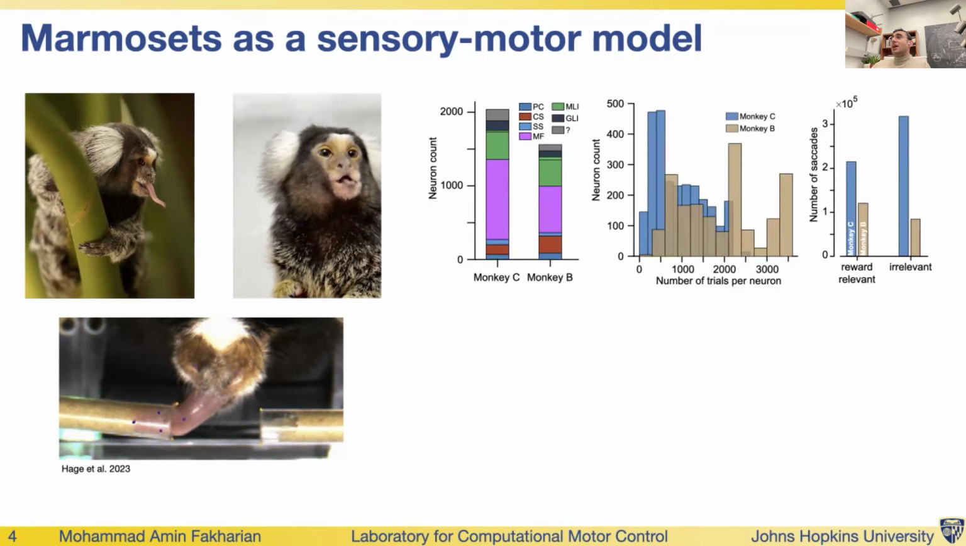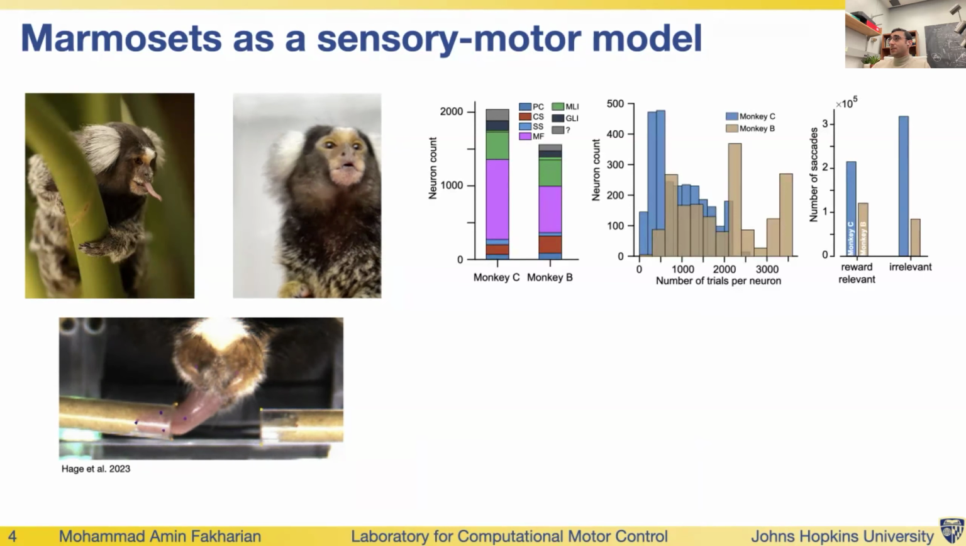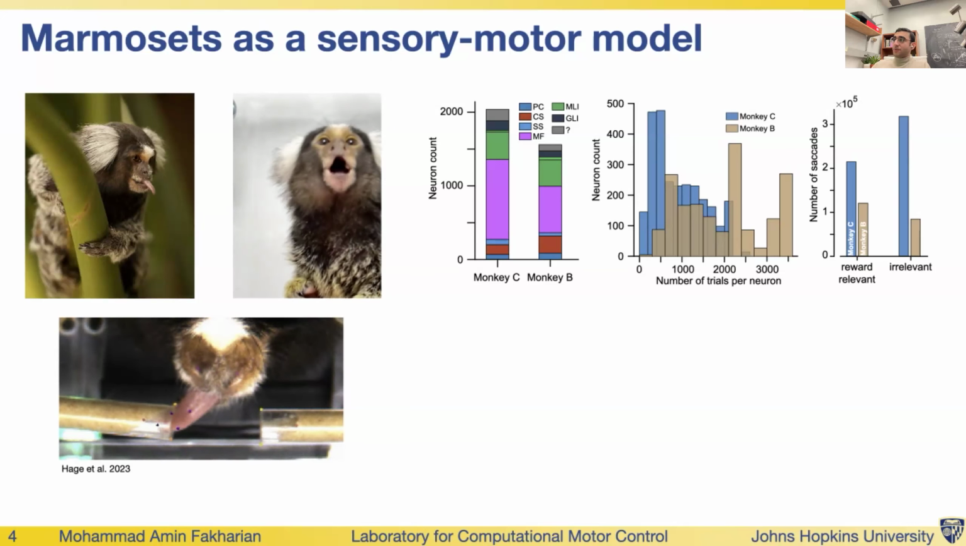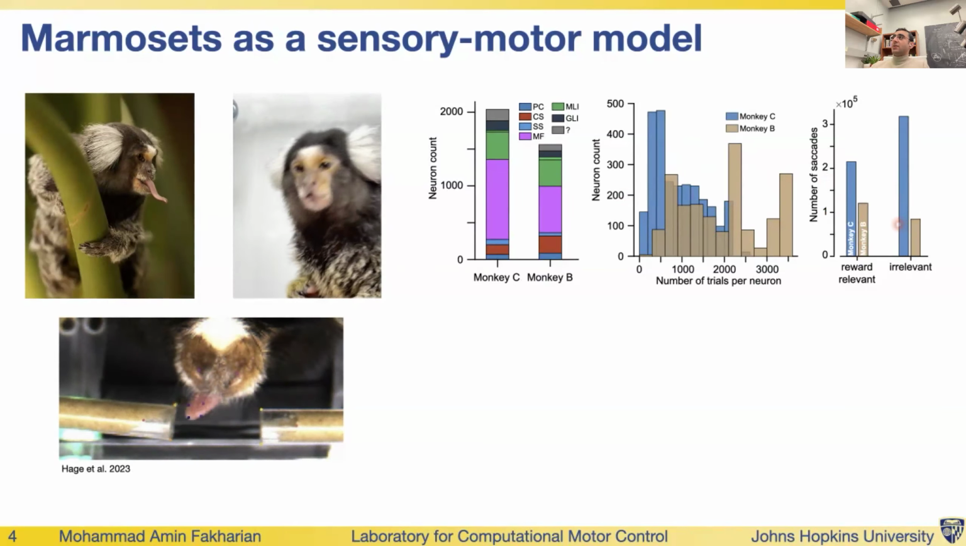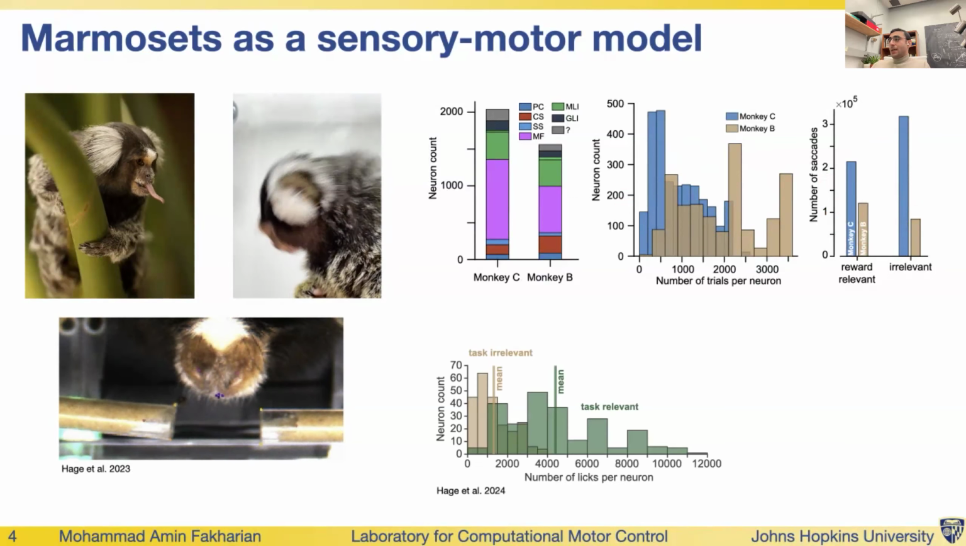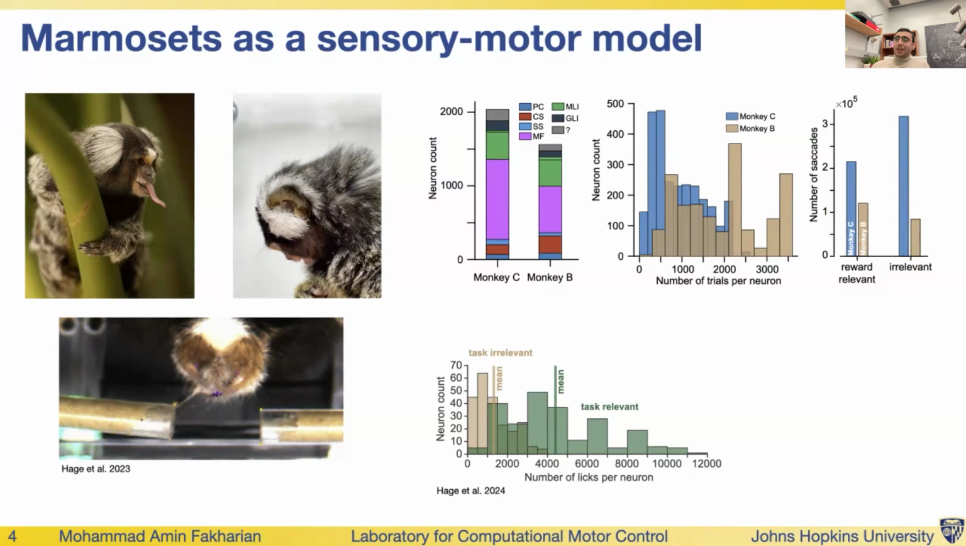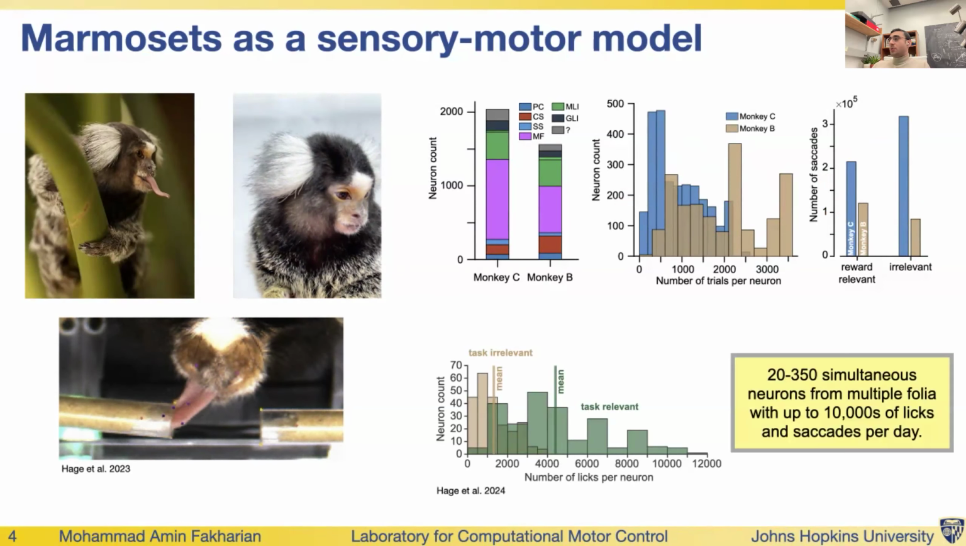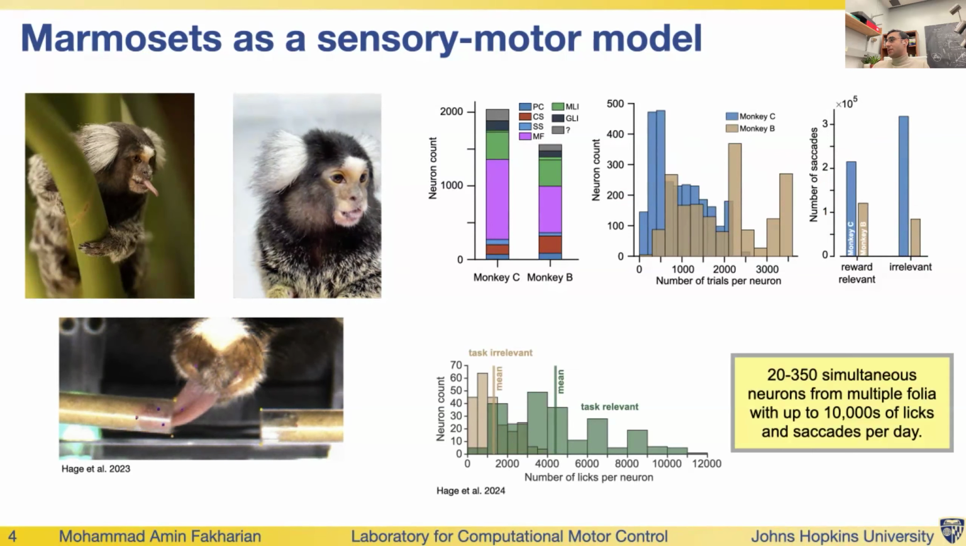Thanks to their size, in a head-fixed setup, we're able to record from thousands of neurons over a course of months. And for each neuron, we're able to record from thousands of trials, as you can see in the second plot. So the number of saccades at the end of the day is going to be around 700,000 for 50 sessions of recording. And at the same time, we record licks. And in each session, we can record, again, thousands of licks. So thanks to the silicon probes, we're able to record from 20 to 350 simultaneous neurons from multiple folia with up to 10,000 licks and saccades per day.